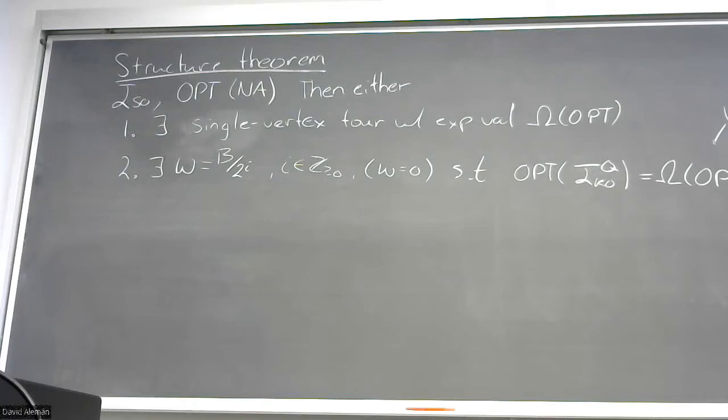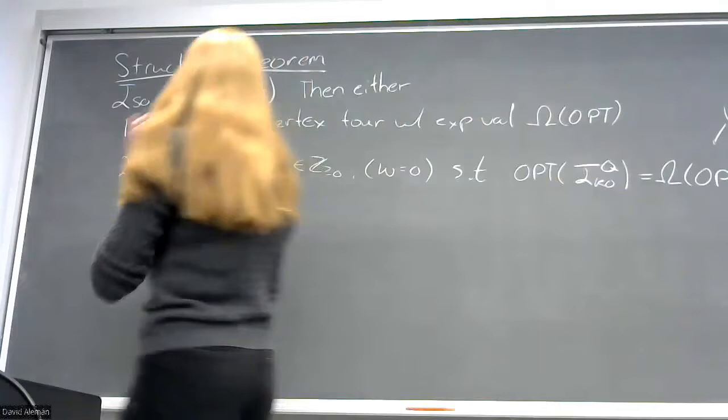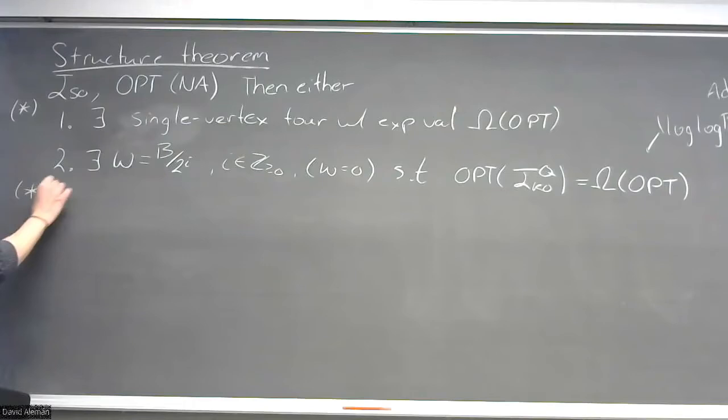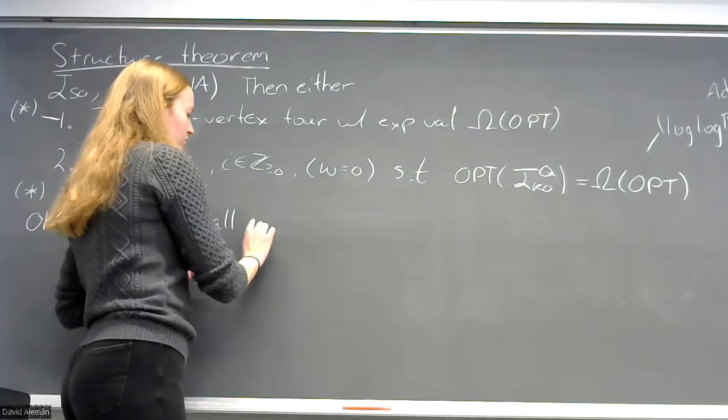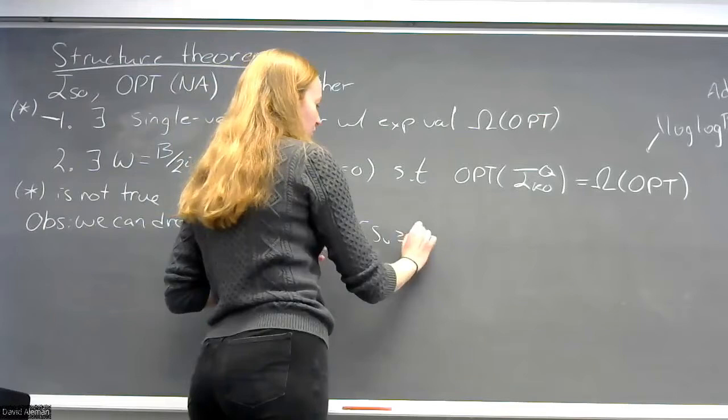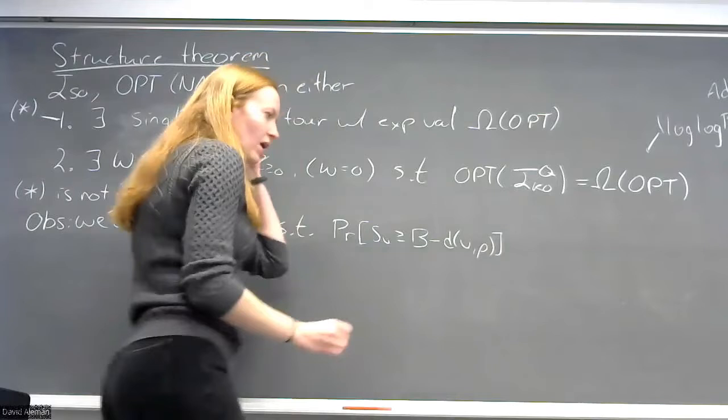Okay, so our first observation. We'll assume going forward that this is not true. Just this: there is no single vertex tour with constant factor expected value. With that assumption, we can drop all the large jobs, all p such that with high probability you couldn't process it.